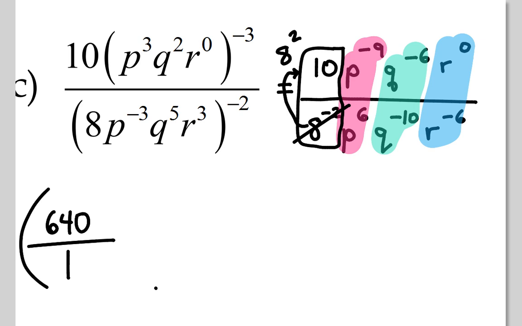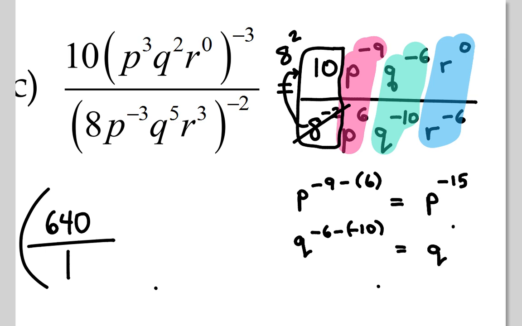Now into the pink. And again, this is just frightening. Follow the rule. 6, whoops, backwards. -9, take away 6. That's p to the minus 15. Do you agree? Next one, q. Do you know what we're doing here? Subtracting powers? Yeah. This one would be -6, take away -10. Q to the 4. And then the last one would be 0, take away -6. What would that be? Just 6.